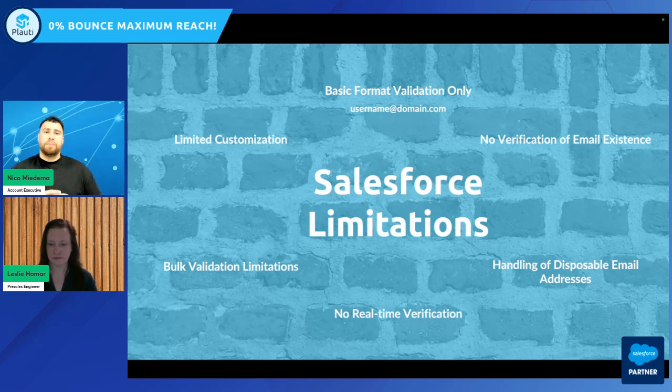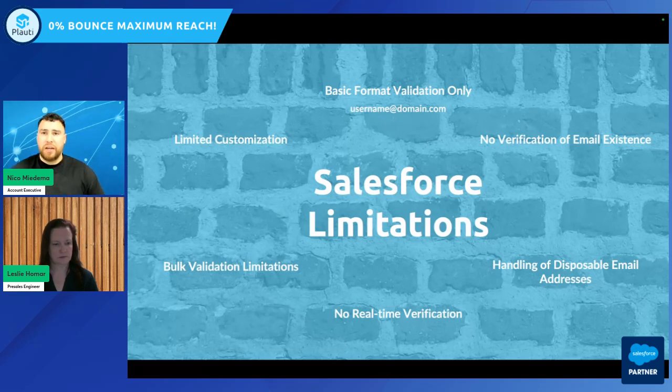Then, of course, no real-time verification. Salesforce validation happens at the point of entry of a record or of an update and does not include any real-time verification or any monitoring of email address validity. This means that if the email is valid at the time of entry, but then it changes, it will never know that it changed. So there's no way of taking a reactive approach, let's say, in that sense. So you want to make sure you have a third party to clean that.